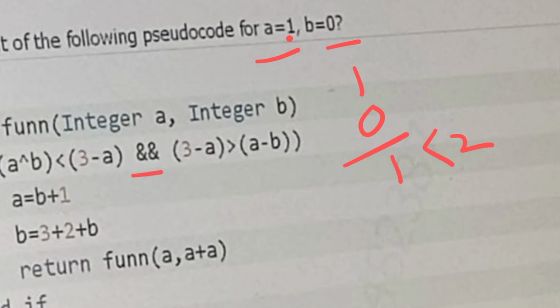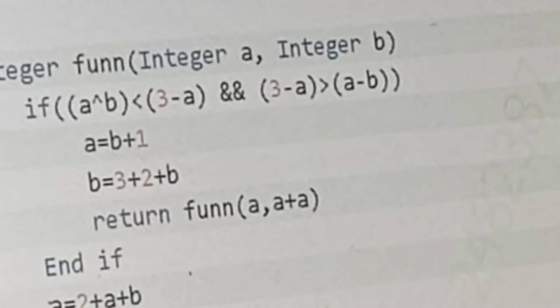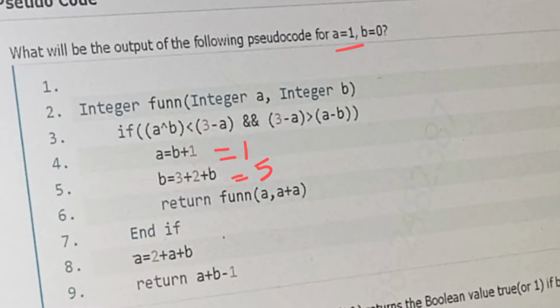So we have to check both conditions. The first condition is true. Now 3 minus a greater than a minus b. 3 minus a means 3 minus 1, that is 2, greater than a minus b, which is 1 minus 0. So 2 greater than 1. Yes, this is true. So we have to go inside the if block. So a is equal to b plus 1. The b value is 0, so a is equal to 0 plus 1, that is also 1. And b is equal to 3 plus 2, that is 5, plus b, 5 plus 0, that is 5 itself. And we are returning the function itself. So we are calling the function recursively.